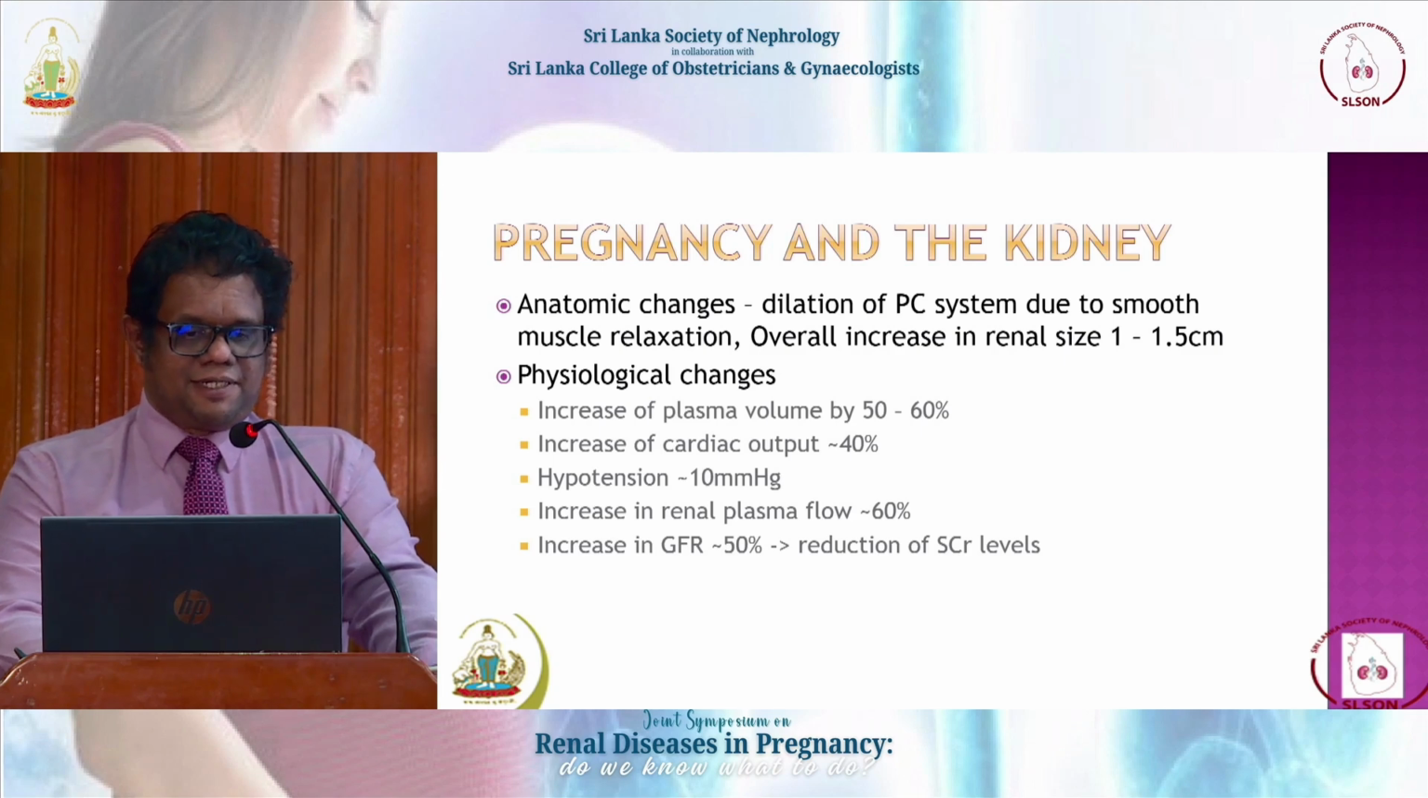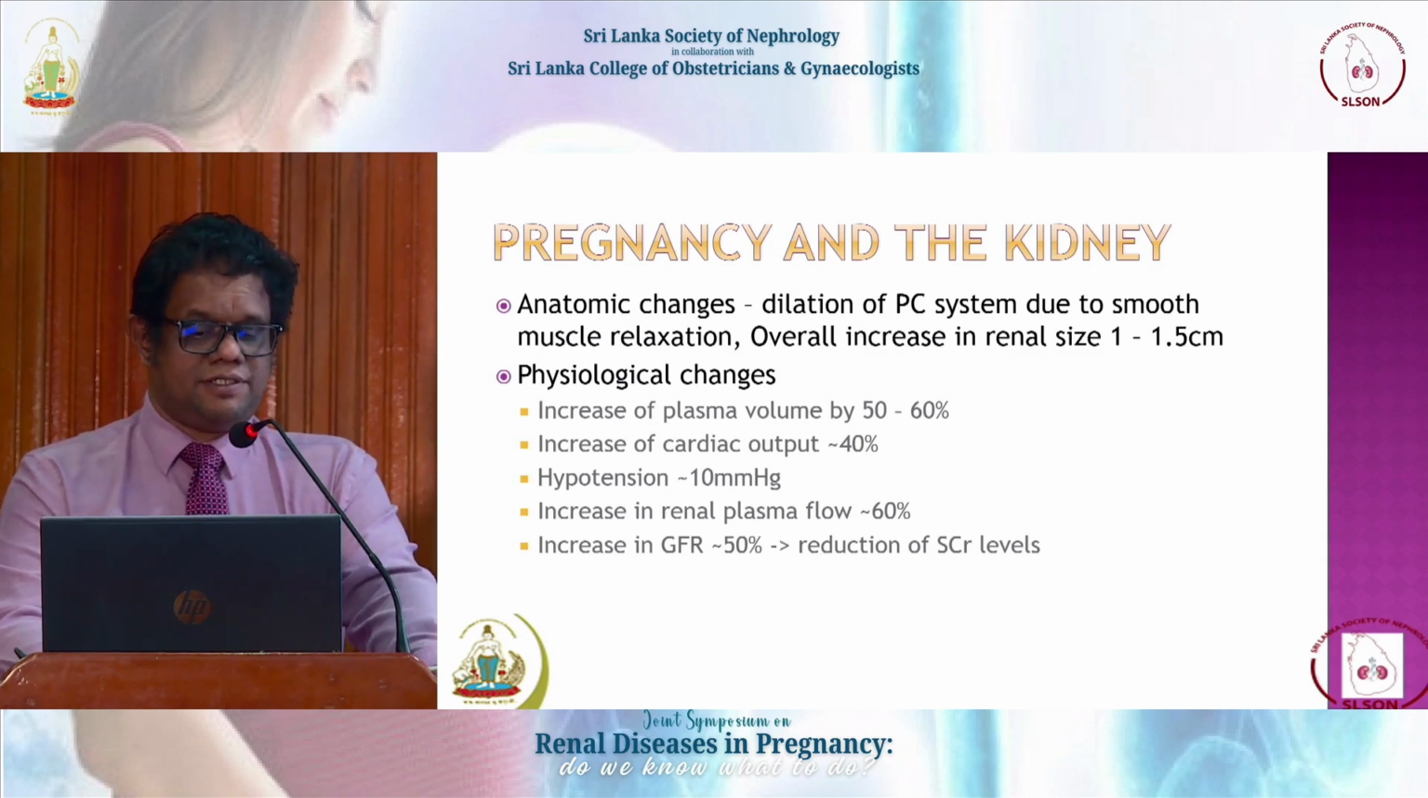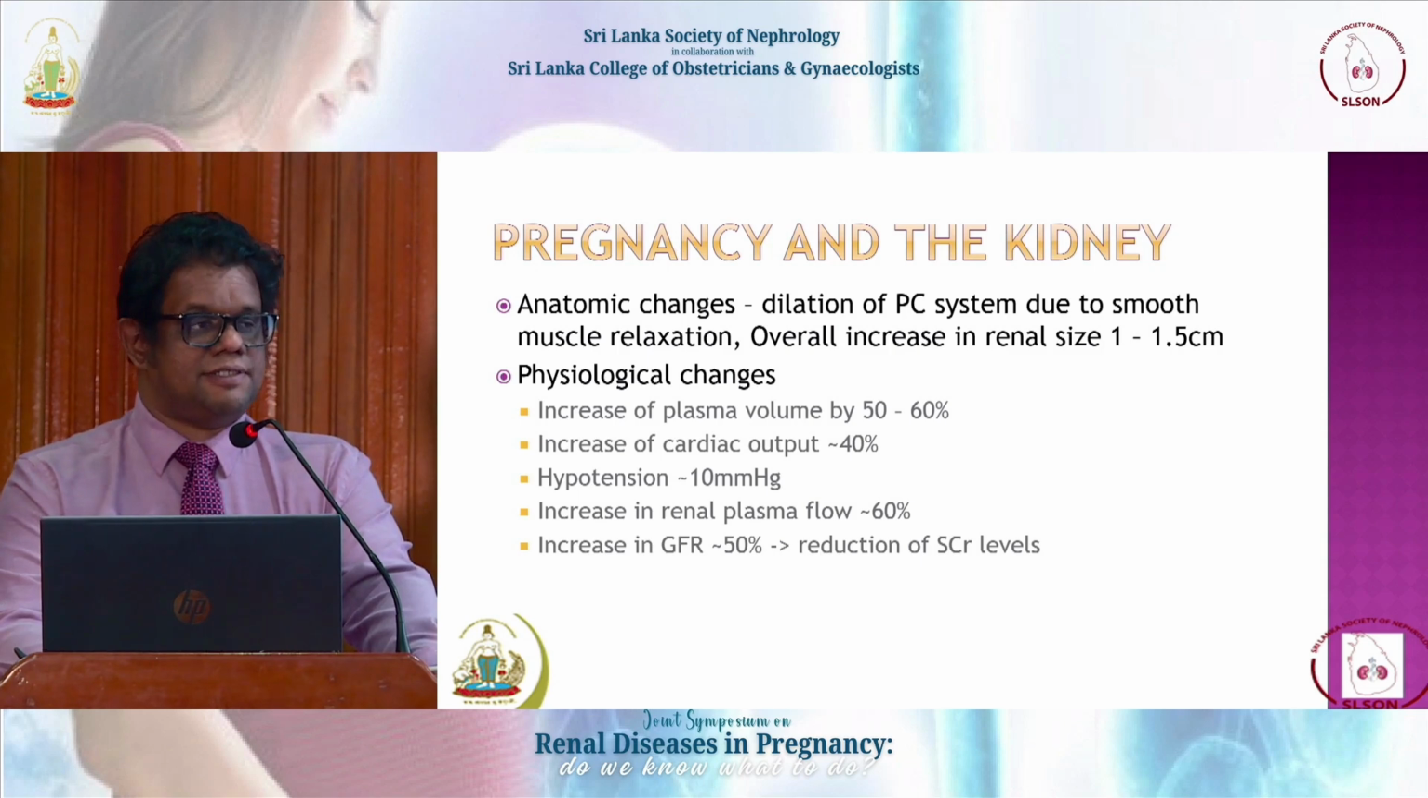So this is pregnancy and the kidney. This has been covered earlier by Dr. Banagala. There are anatomic changes like dilatation of the pelvicalyceal system due to smooth muscle relaxation, and an overall increase in renal size of 1 to 1.5 centimeters. There are physiological changes such as an increase of plasma volume by 50 to 60%, increase of cardiac output, hypotension, increase in renal plasma flow, and increase in glomerular filtration rate of about 50%, which manifests as reduction of serum creatinine level.